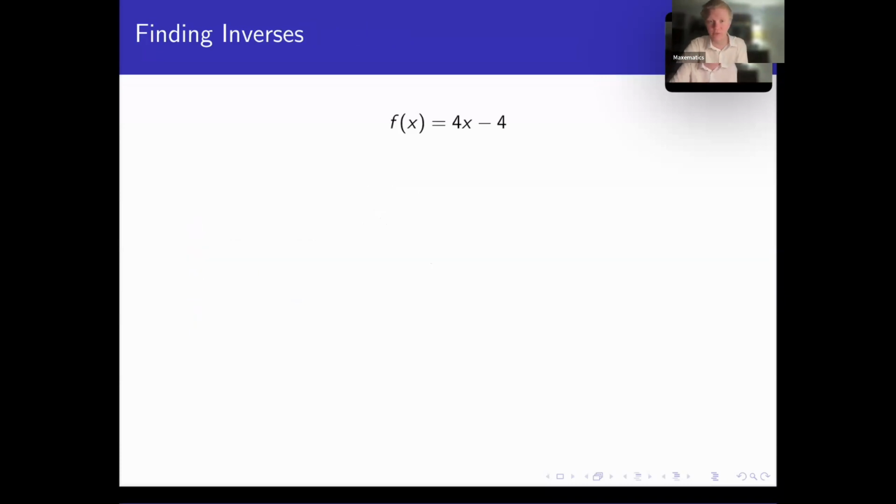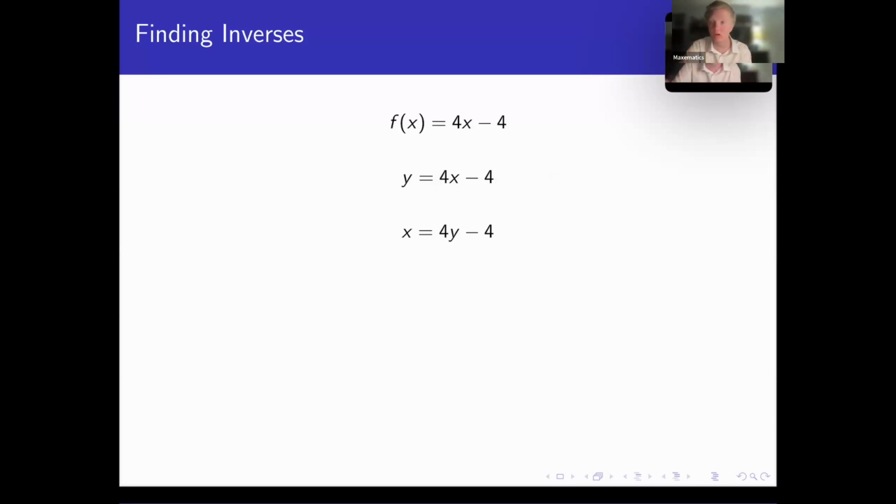Okay, let's get right into it. f of x equals 4x minus 4. Step 1, replace f of x with y. That's the important start. Step 2, wherever we see y, write x. Wherever we see x, write y. So instead of y equals 4x minus 4, we are instead going to have x equals 4y minus 4. Literally switched x and y.